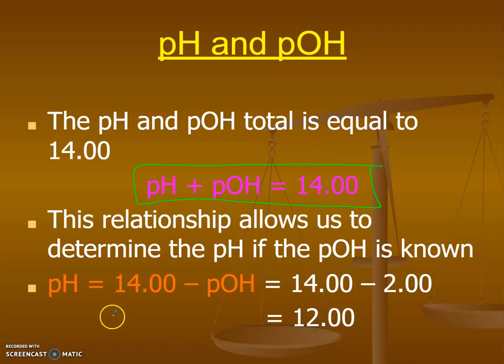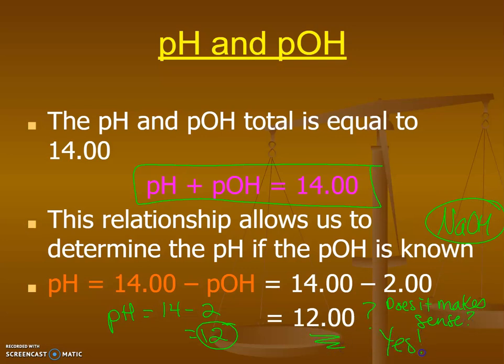So you can merely determine the pH by taking 14 minus the 2 that you calculated on the other page. And you can get a pH of 12. And then ask yourself, does it make sense? Does it make sense that a base, NaOH, that is your Drano, is going to have a pH of 12? Yes, it should. It should be greater than 7.